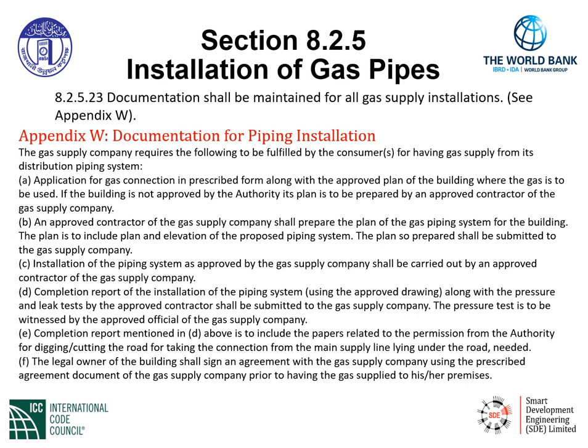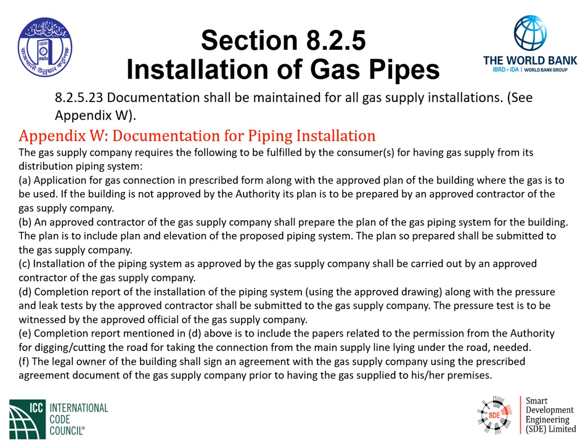Item C gives us the requirement for documentation. Installation of the piping system as approved by the gas supply company shall be carried out by an approved contractor of the gas supply company. This part holds out an approved contractor of the gas supply company. So we can at least guarantee that there is a properly trained contractor approved by the gas supply company.